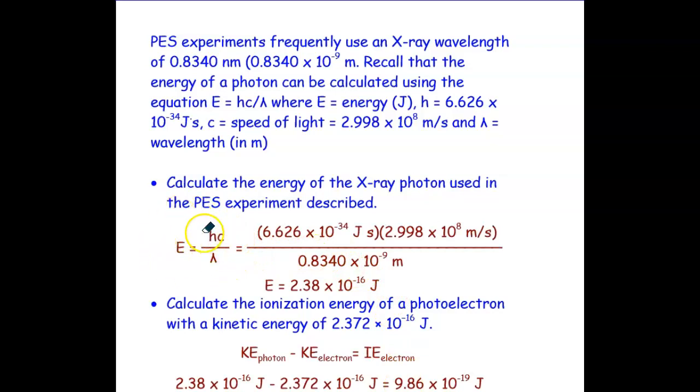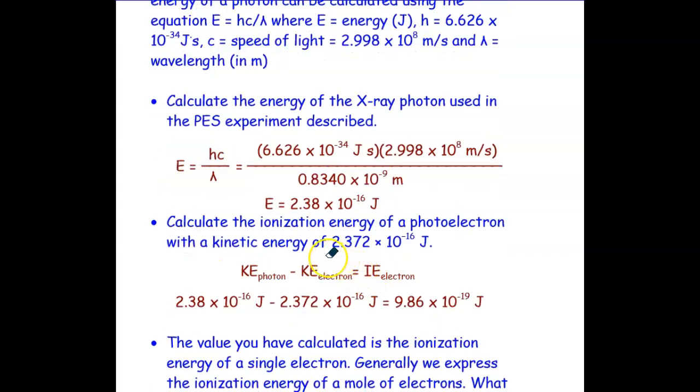Using the equation and constants provided, we can calculate the energy of a single photon of the X-rays used in the experiment. At the beginning of this lesson, we saw that we can use the measured values of the photon's energy and the electron's kinetic energy to find the ionization energy. It's a really tiny number.